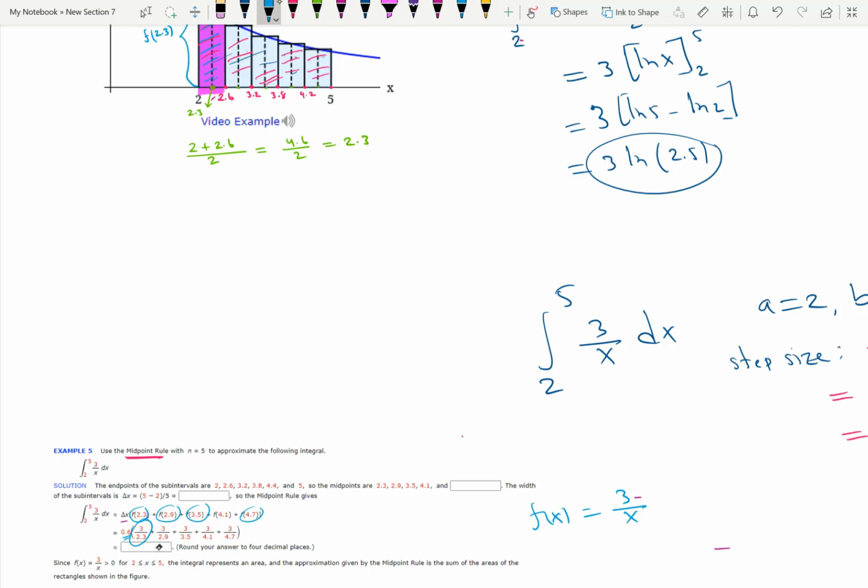And if you compare this approximate result and this exact result, they will be very close to each other.